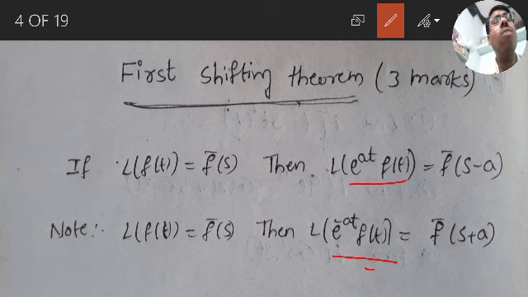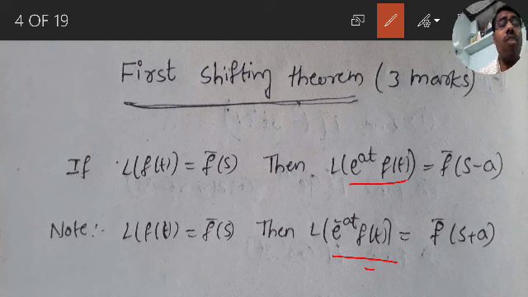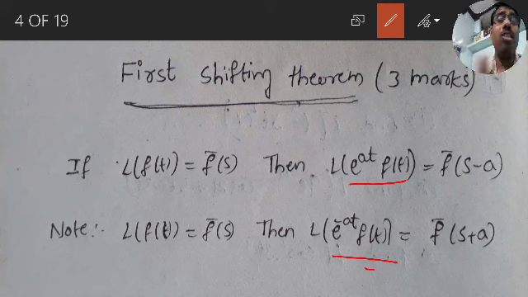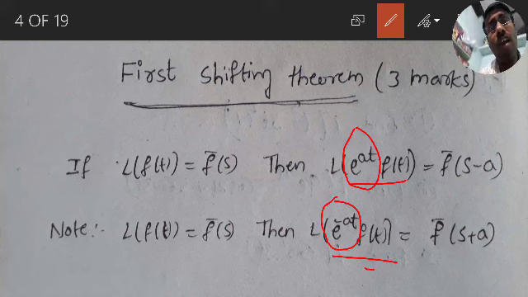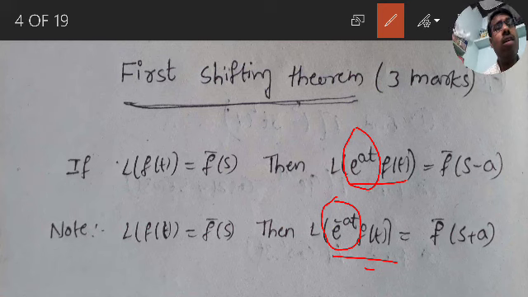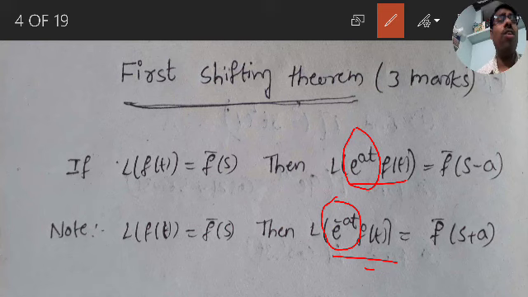e power of at into f of t, e power of minus at into f of t, Laplace transform of product of two functions, but it is not a general product rule. The first function should be e power of at or e power of minus at. So this is what is given, that is, a product rule of Laplace transforms, the product of two functions, whereas the first function should be exponential, that is e power of at or e power of minus at. For e power of at, in place of s, you have to write s minus a.